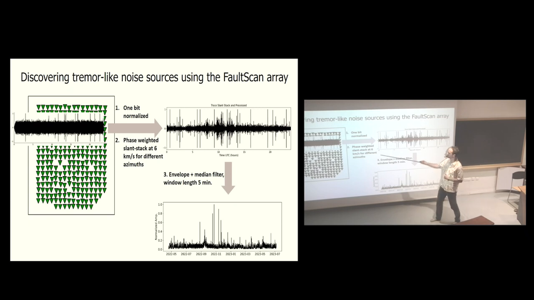And then we phase weight and slant stack all these data at different azimuth and at a velocity of 6 kilometers per second. So this essentially, going back to the beamforming plot, summarizes as keeping just one spot in the beamforming and going back to the temporal domain after slant stacking.